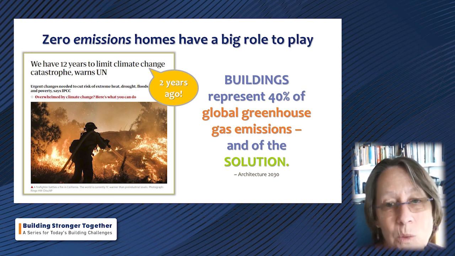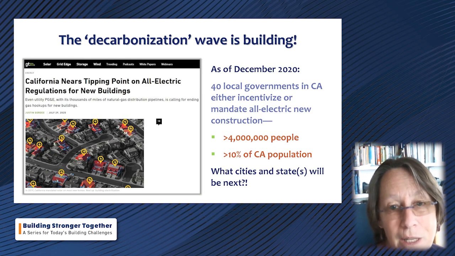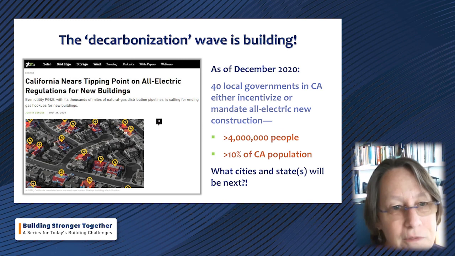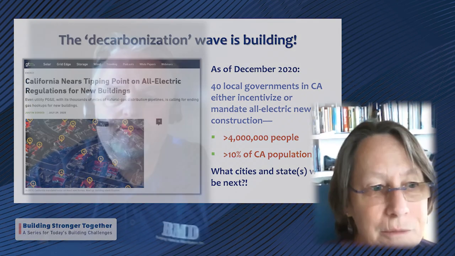And so we now have 40 plus local governments that are either incentivizing or requiring all electric new construction. So we're above 10% of our population, 4 million people, that are now affected by these regulations. And it's coming on like wildfire. So it's pretty exciting.